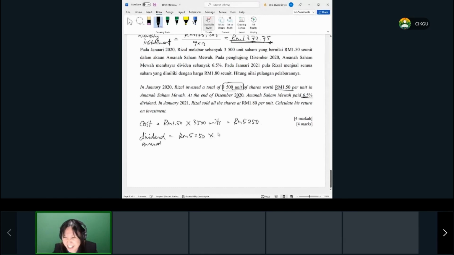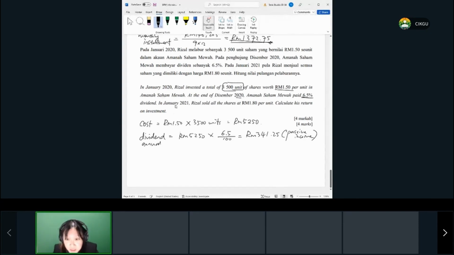Times 6.5%, over 100. So how much dividend will he get? 341.25. That means every year, for free, Rizal will get this 300 something. So if he's smart, do you think he's going to increase the amount of share? Because the more share you buy, the more dividend you get. And this one is from savings. So this one is actually your passive income already. Every year you will get this without doing anything.